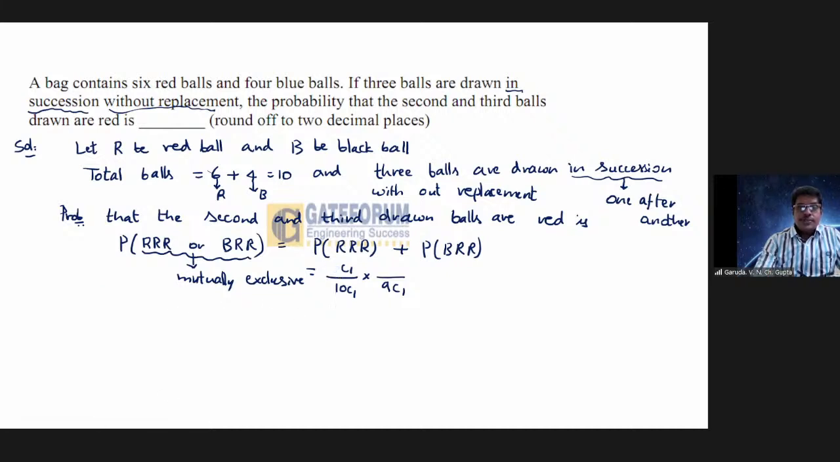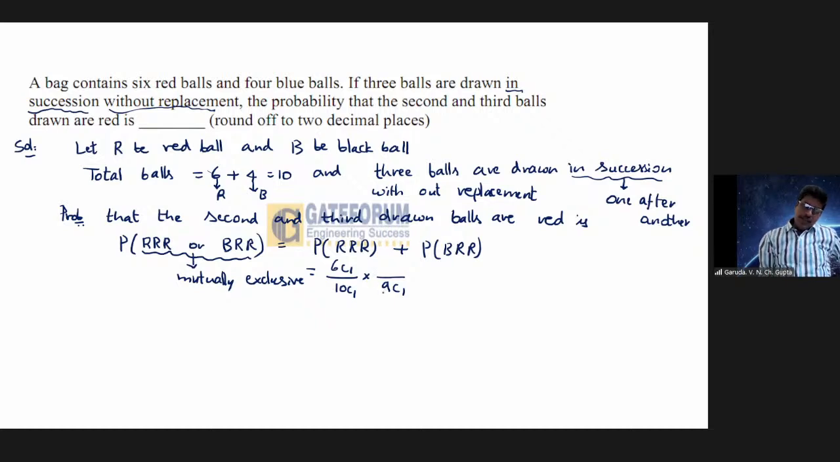This is 6. There are total 10 balls and 6 red balls. One ball from the total 10 balls can be drawn in 10C1 ways. One red ball from 6 red balls can be drawn in 6C1 ways. Now, the first ball is not replaced.